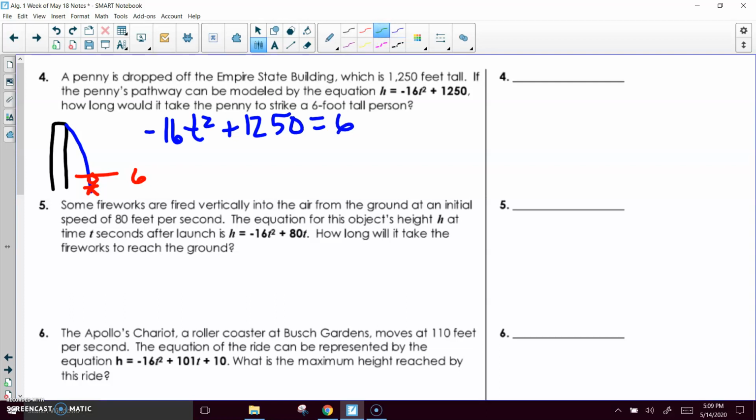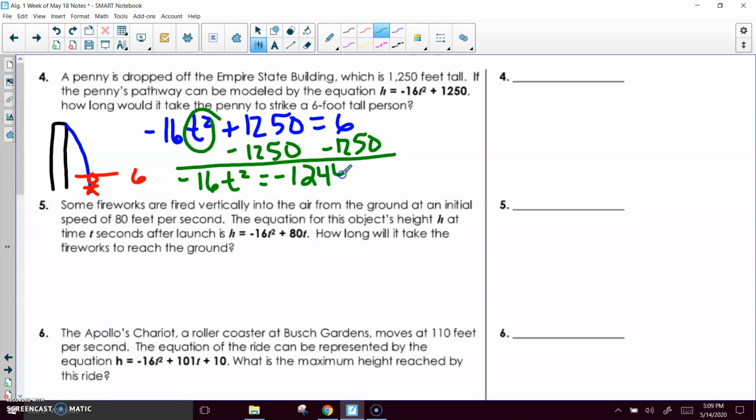So to solve this, notice my b value is 0, just like we saw in the previous problem, number 3. So when the b value is 0, we can solve using the square roots method. The square roots method tells me I've got to get my x squared, or in this case, t squared, all by itself. So let's subtract 1250 from both sides. So negative 16t squared equals negative 1244. Then I need to divide both sides by negative 16.